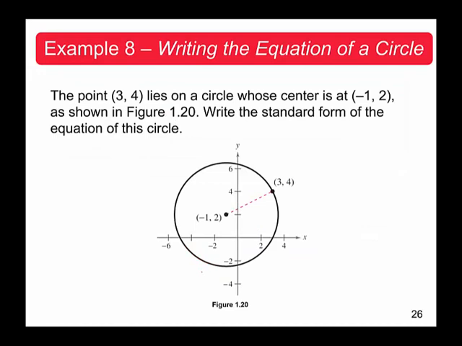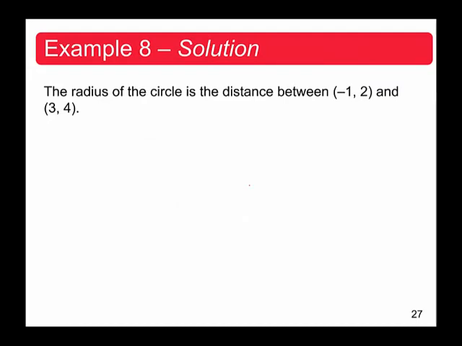The point (3, 4) lies on the circle whose center is at (-1, 2), as shown in the figure below. Write the standard form of the equation of the circle. So right here we know the center. Okay, (h, k) is given. And the next thing is just to find the radius. The radius is not known yet. So we just use the distance formula to find the radius. We can label these (x1, y1) and (x2, y2).